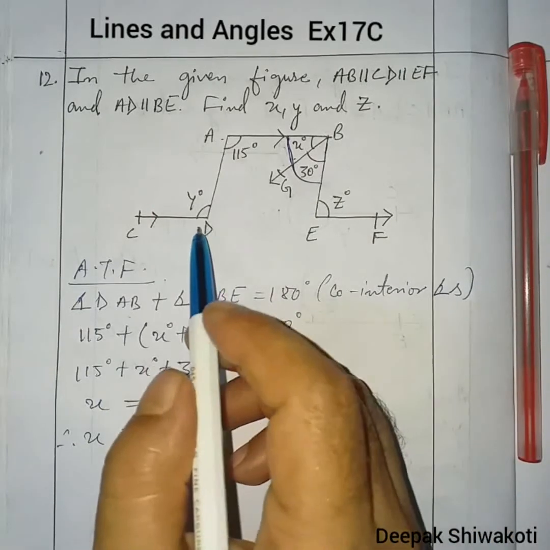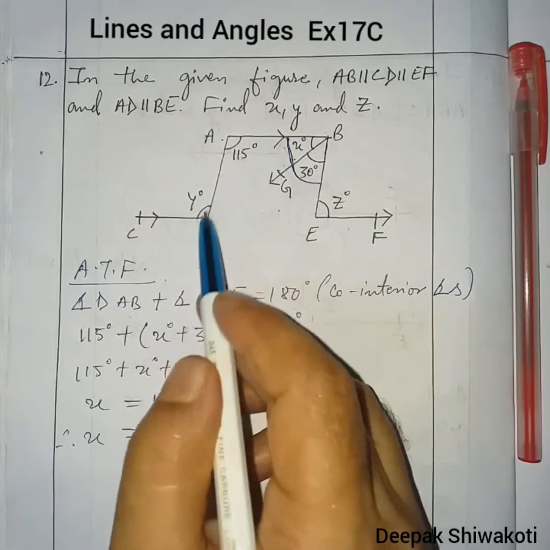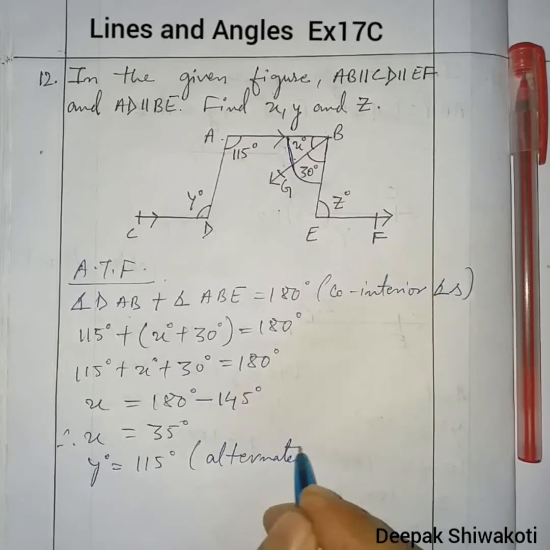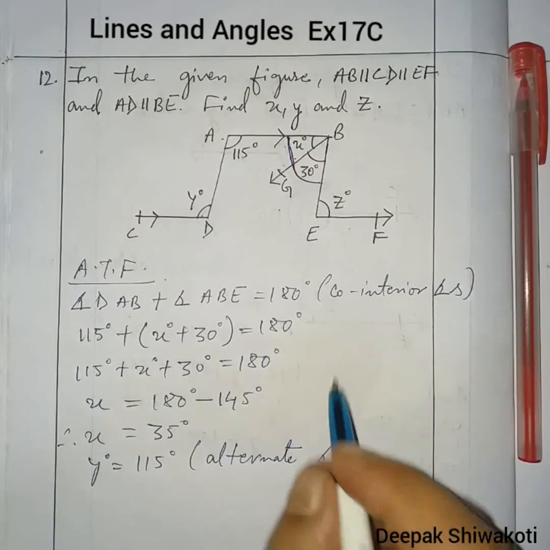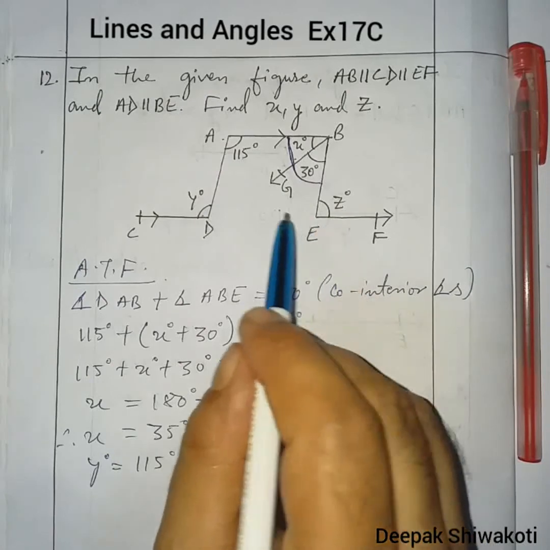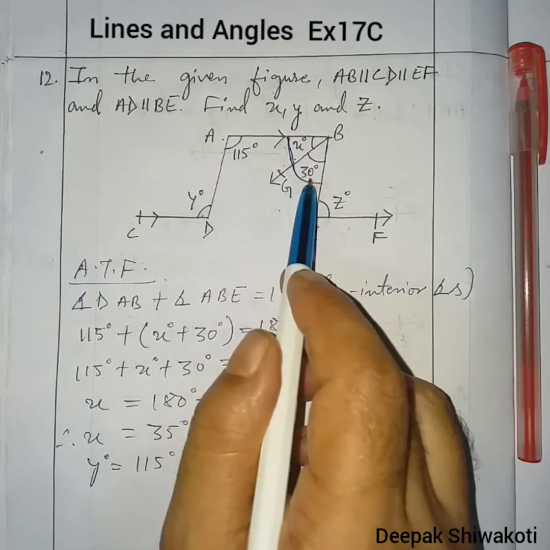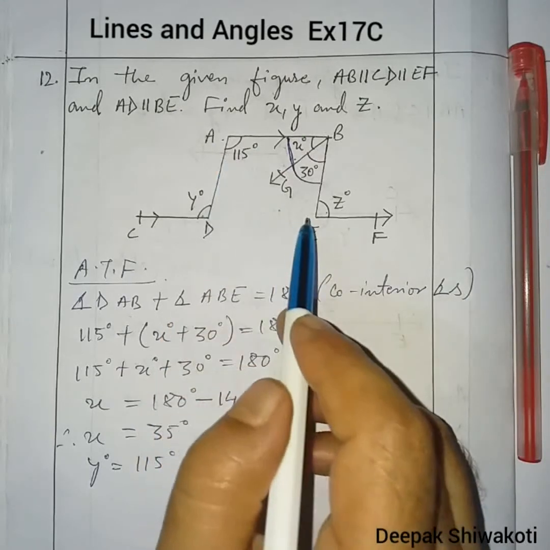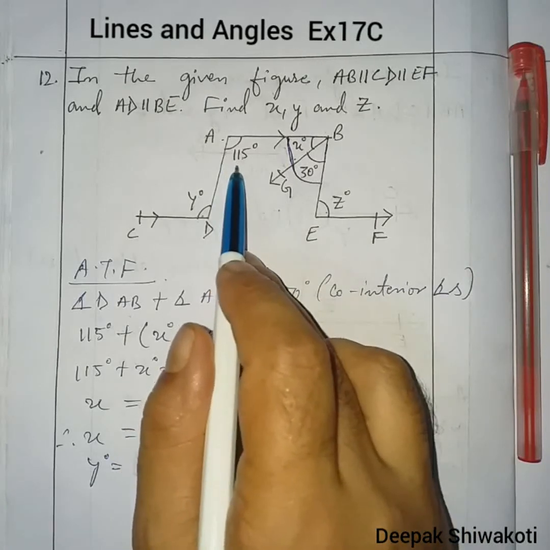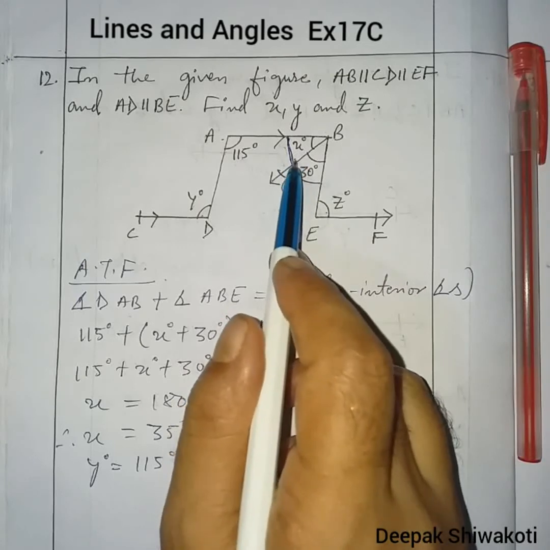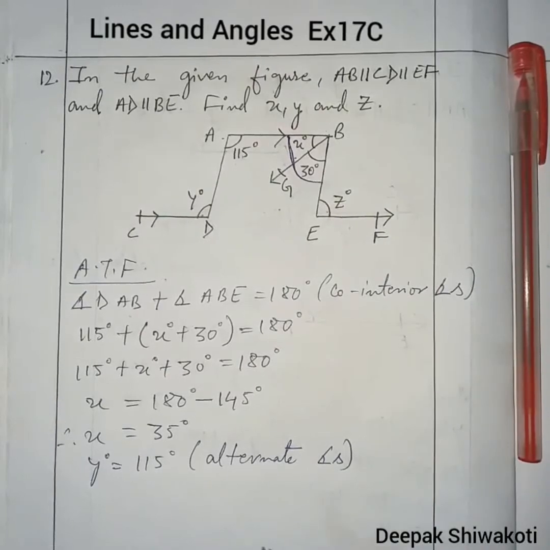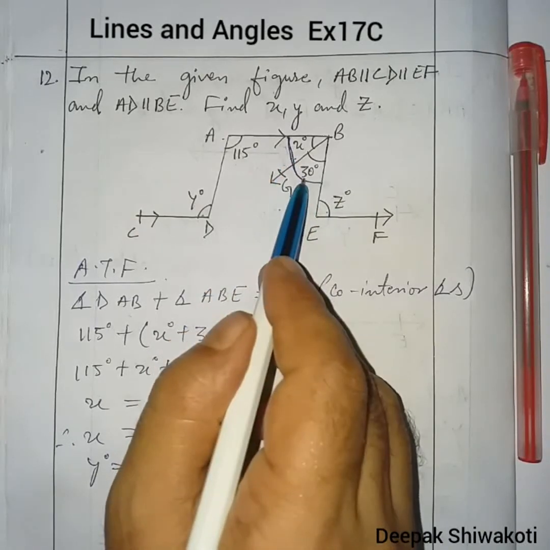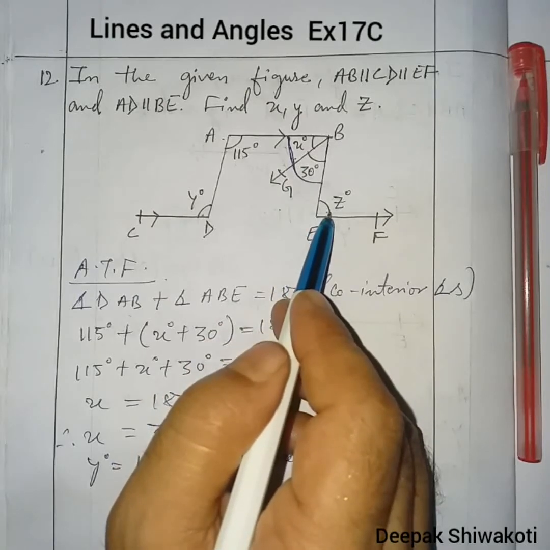Now y is equal to 115, because these two are alternate angles. Y degree is equal to 115 degree. Why? Because according to the figure, these two angles are alternate angles. For Z we have to see this 115 plus the sum of these two. No, this angle Z and the sum of these two angles, and this angle are alternate to each other.